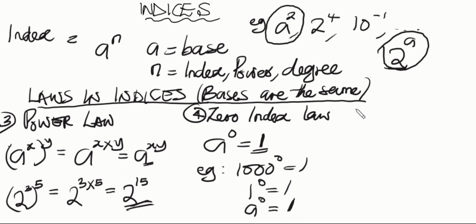And then let me add another one here. We have what we call the zero. Oh, sorry, I've written that already. I've written the zero index law. So I'm going to go with the fractional index law.